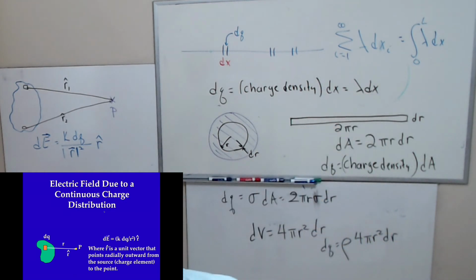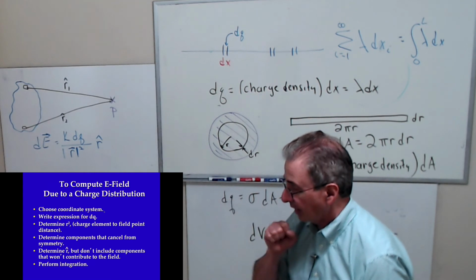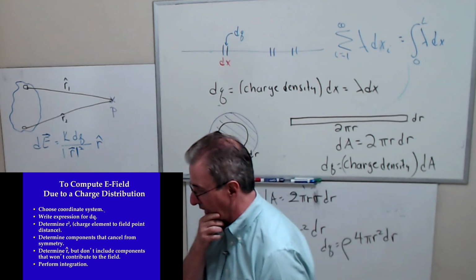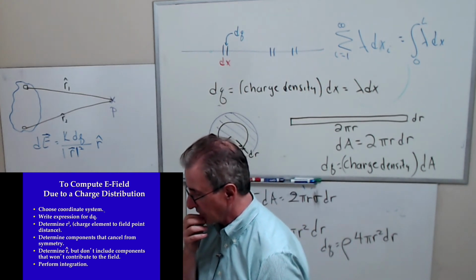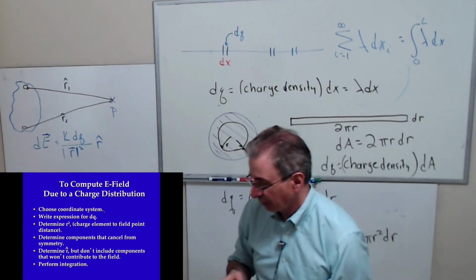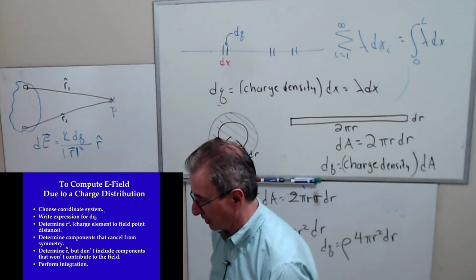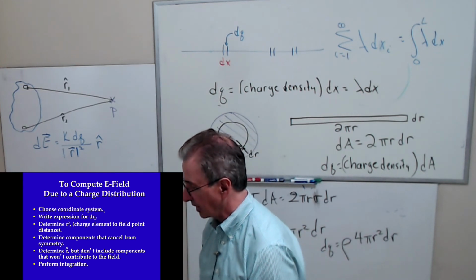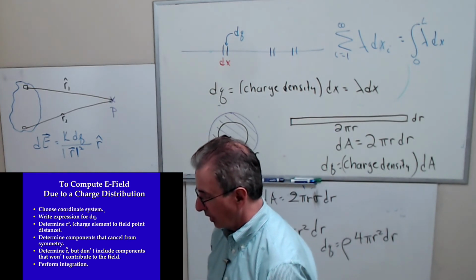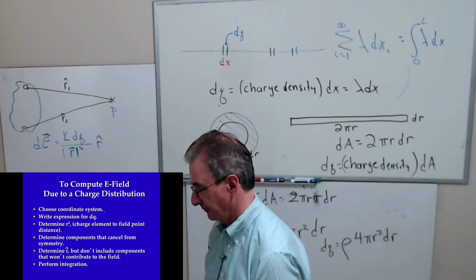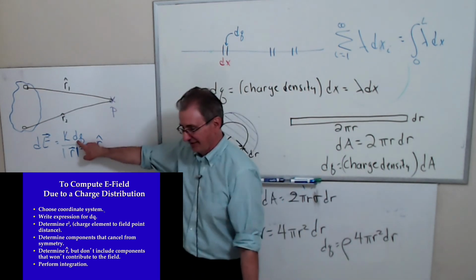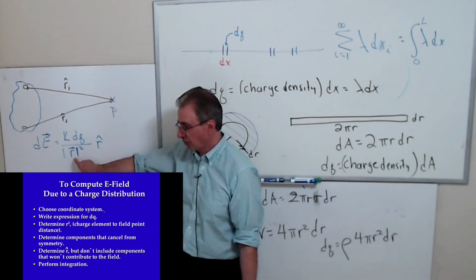Okay, so I want to do an example. When these problems are a little bit more mathematical, I try to give you an algorithm, and this is the algorithm that you want to use. The worksheet that's due on the 21st has you go through step by step using this algorithm. One of them is an easier problem. The other one's a little bit harder on the worksheet. Choose a coordinate system. Write an expression for your dq. Determine r squared. This one's not that hard.